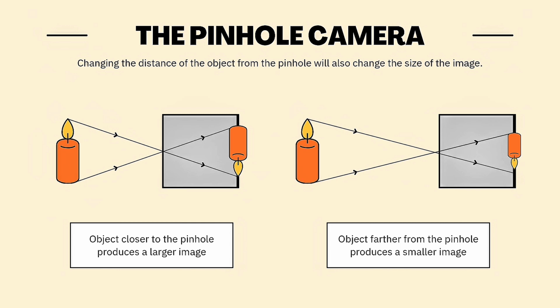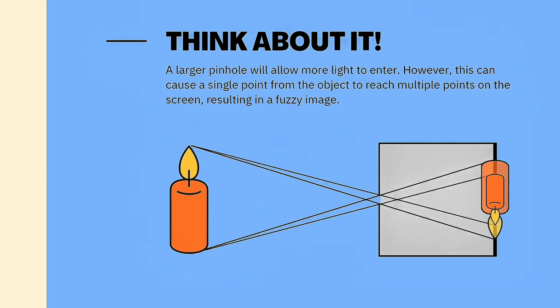Now think about this. What happens if we make the pinhole larger? A larger pinhole allows more light to enter the camera, making the image brighter. However, the image becomes blurry or fuzzy because light from one point on the object spreads to multiple points on the screen. So a very small pinhole produces a sharper image.